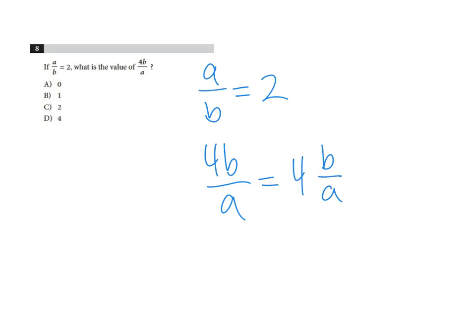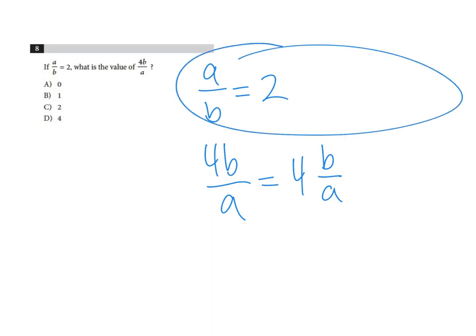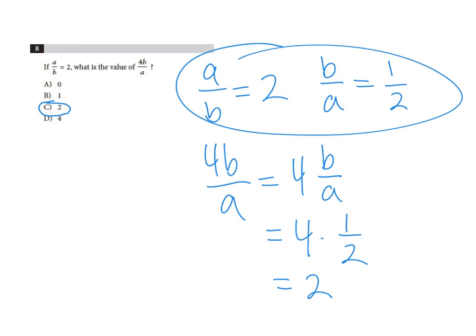Well, B over A is clearly just the reciprocal of A over B. So if we look at our original equation, this guy, if we take the reciprocal of both sides, we'll see that B over A is 1/2. Okay, come down to the bottom, we have 4 times 1/2. That's just 2. Okay. Alright.